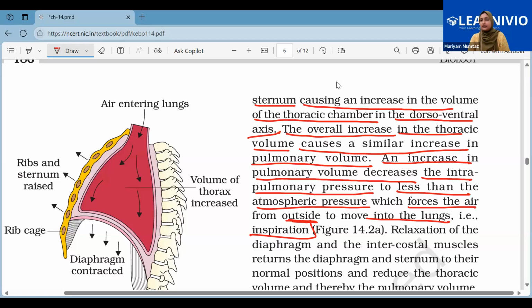So we have seen up until now that during the process of inspiration, the first thing that happens is the diaphragm contracts and flattens. From a dome shape, it goes to a flat shape. The external intercostal muscles that are present in our ribs lift up the sternum, which is the flat bone right in the middle of the body, and also increase the thoracic cavity volume by lifting up the ribs.